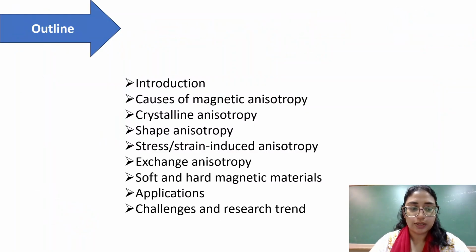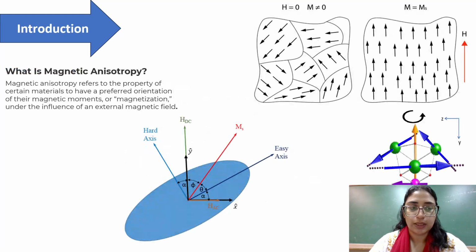First of all, we have an outline related to this topic, in which we are going to discuss the introduction, some of the causes, and some of the types of anisotropy: crystalline, shape, stress and strain, and exchange anisotropy. Then we have some applications related to this and some of the research trends. Okay, in the introduction, basically we have a definition.